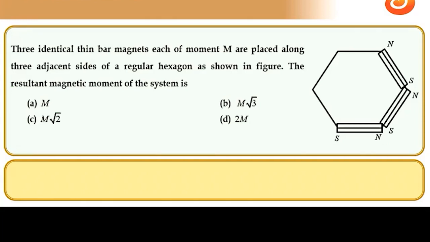Example 9. 3 identical thin bar magnets, each of moment m, are placed along 3 adjacent sides of a regular hexagon as shown. The resultant magnetic moment of the system is. Okay. So now, the magnetic moment is a vector quantity. And therefore, if I consider this is magnetic moment 1 and this is the magnetic moment of the second and the third is of this magnetic moment. So we want to find out the resultant of these 3.